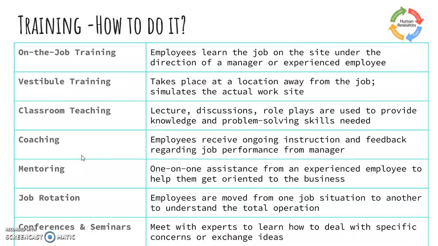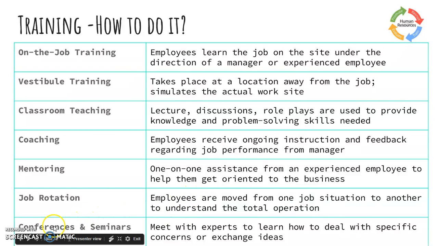Now, not just one of these training techniques is normally selected. More often than not, it's going to be a combination of many or few of these. Job rotation. Employees are moved from one job situation to another to understand the total operation. So you might get a chance to get a little bit of experience in this part of the process, then go into part B of the process, then part C of the process, all the way through until that particular product or service is ready to be delivered to the customer.